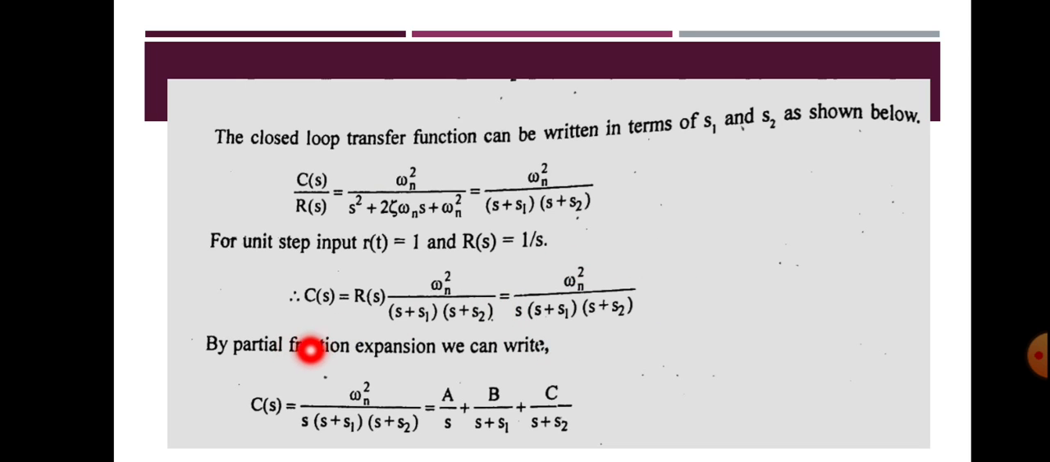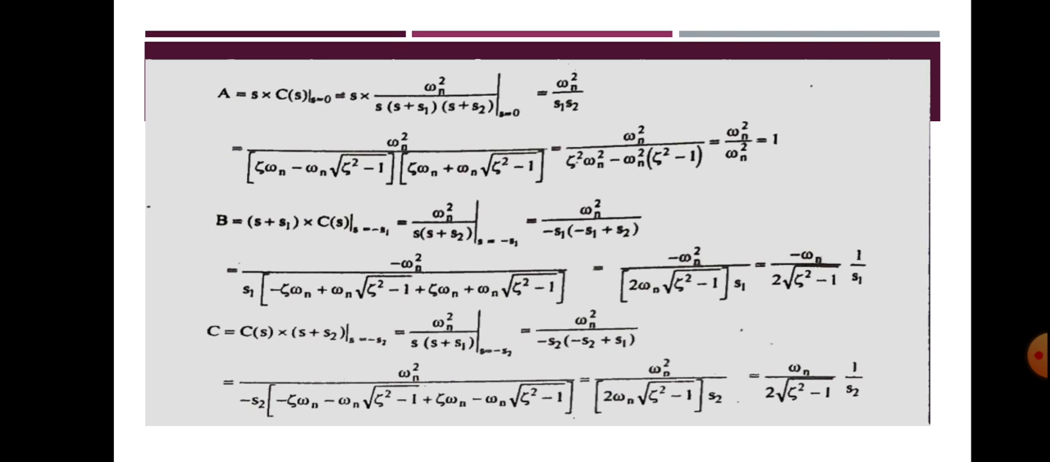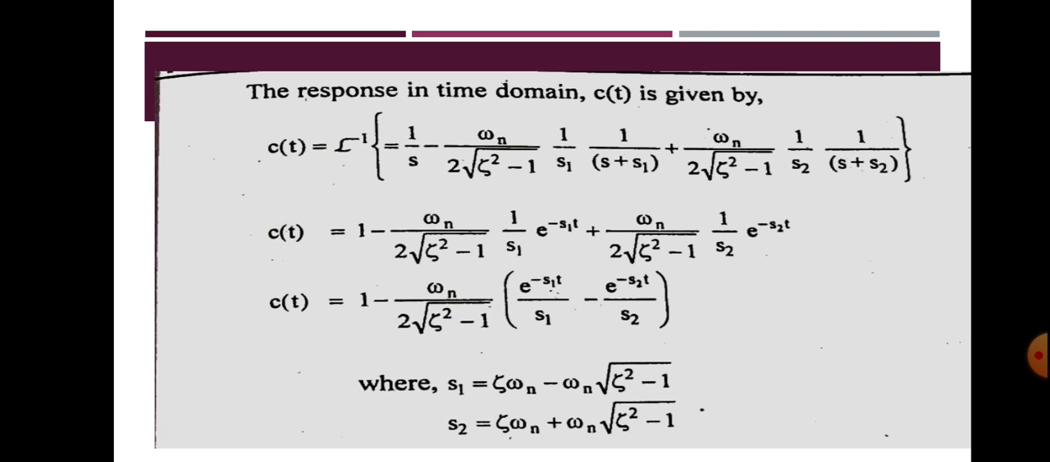First we have to write c of s equal to a by s plus b by s plus s1 plus c by s plus s2. Next we have to find the values of a, b and c separately. A will be equal to s into c of s at s equal to 0. When we substitute the value of c of s, the s terms get cancelled, so we will get omega n square by s1 into s2 once we substitute s equal to 0.